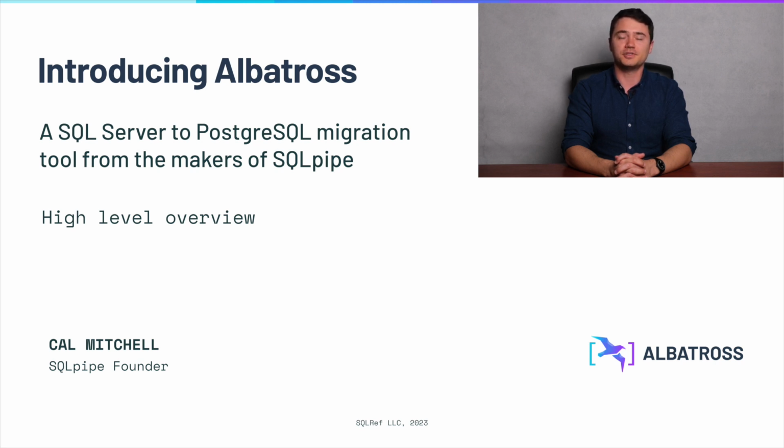This video introduces Albatross, a SQL Server to Postgres migration tool. Albatross works in parallel with Babelfish, a Postgres extension from Amazon that allows it to understand SQL Server queries. Since Babelfish is open source, you can actually use Babelfish anywhere, not just on AWS. However, I am a big fan of their Aurora database.